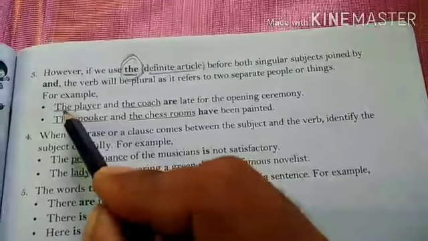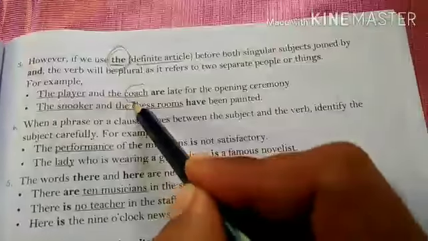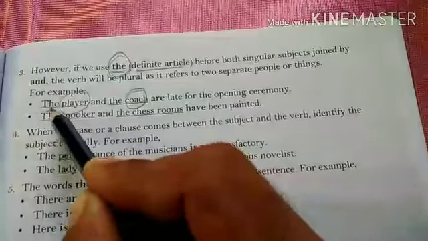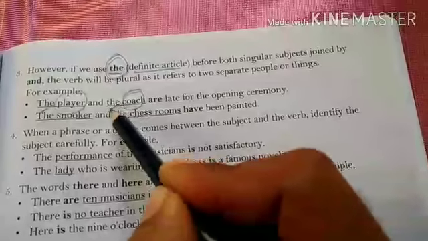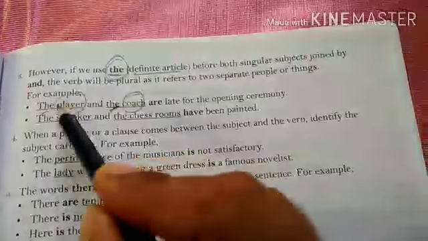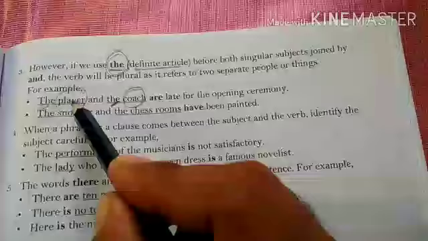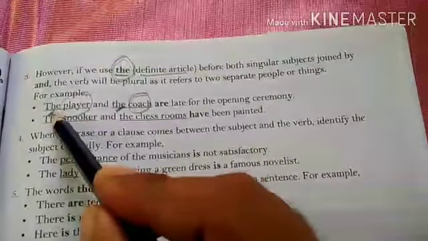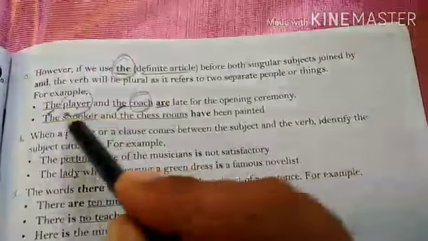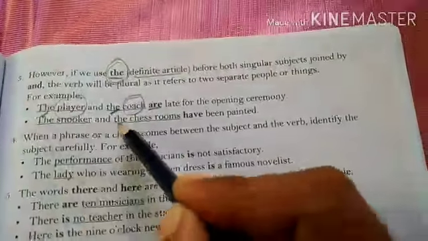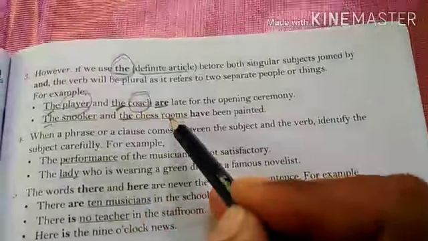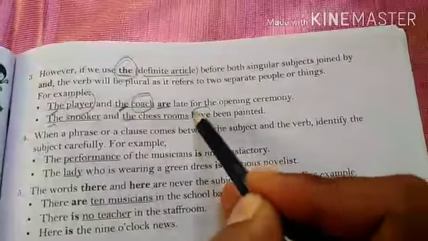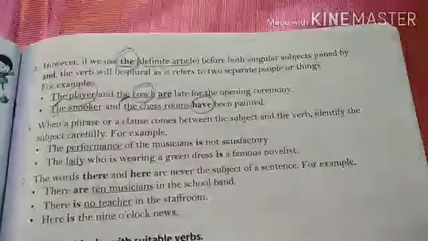Now, the player and the coach. Here coach is a singular noun, player is a singular noun. But before each noun, we have used the definite article "the". If two singular nouns used as the subject have the definite article "the" before them, then we have the plural verb "are". The smoker and the chase rooms. The before each noun used as the subject, so we have plural. Okay, I hope you have understood.